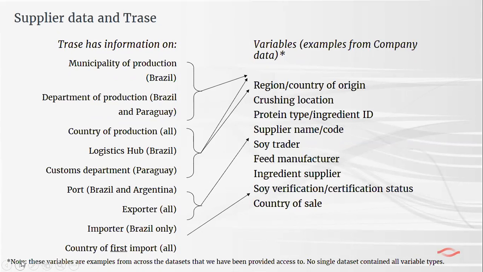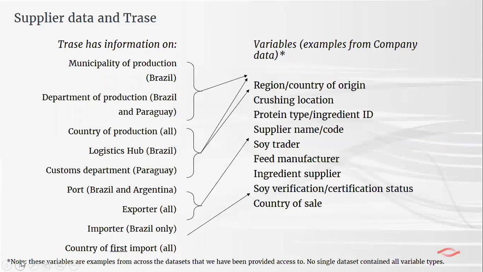For some companies, we were able to obtain information on crushing locations, which were typically manufacturers, and that allows fairly accurate linkage to Trace information. Other companies were only able to identify the traders that they were sourcing from, and some companies couldn't even do this.